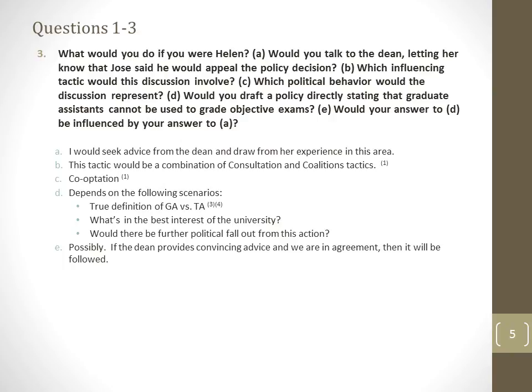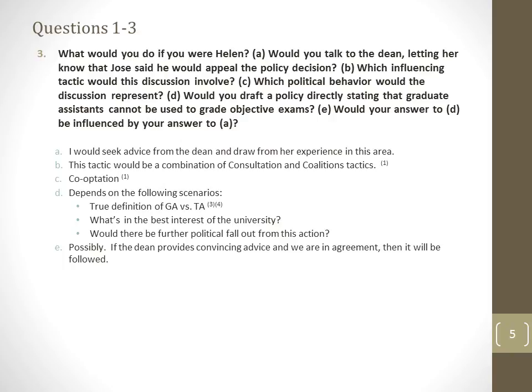I think it would be a combination of consultation and coalition tactics. And consultation, obviously, because she's getting answers in terms of advice as to what to do. And the coalition tactic is to get partnership with or better rapport with the dean, so that at least they would be in a better standing if worst case scenario, if the appeal is taken to the higher management.